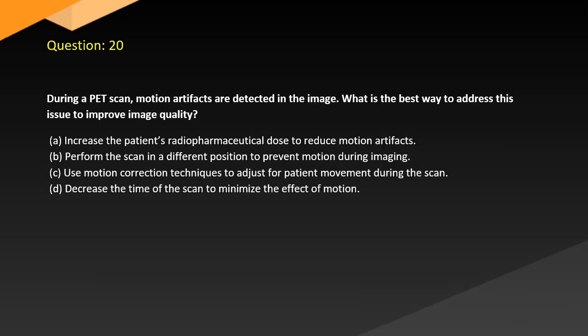Question 20. During a PET scan, motion artifacts are detected in the image. What is the best way to address this issue to improve image quality? A. Increase the patient's radiopharmaceutical dose to reduce motion artifacts. B. Perform the scan in different positions to prevent motion during imaging. C. Use motion correction techniques to adjust for patient movement during the scan. D. Decrease the time of the scan to minimize the effect of motion.